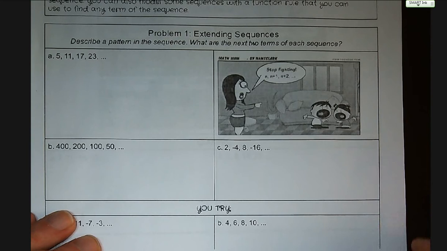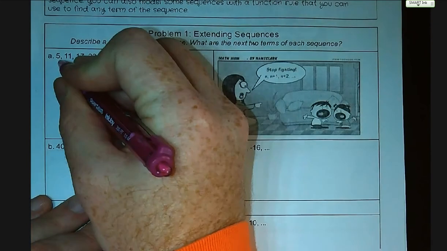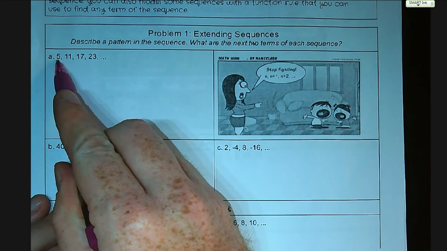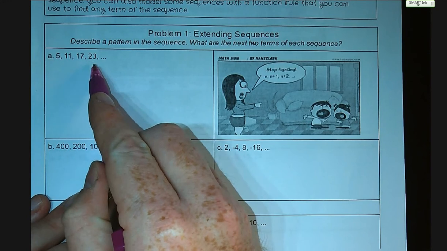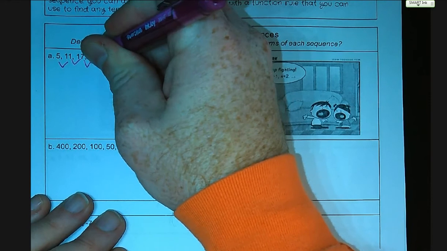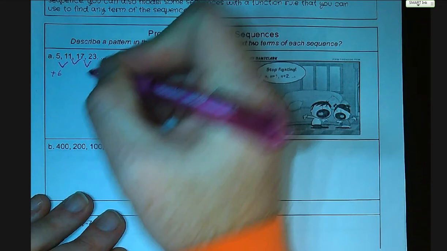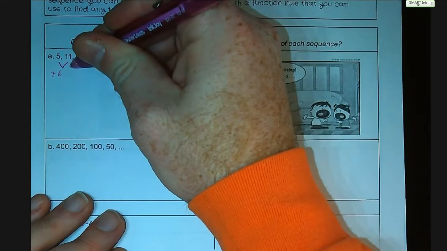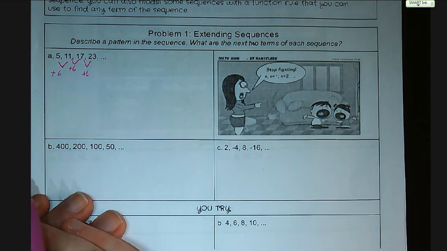We have to describe a pattern in the sequence to try and find out what the next two terms in each sequence are going to be. So letter A here. We start out with the first term in the sequence as 5, the next term is 11, then 17, and 23. The big thing that we notice right away is that these are increasing at a constant rate. Going from 5 to 11, we see that it's increasing by 6. Same thing from 11 to 17. It's going up by 6, and again to 23.